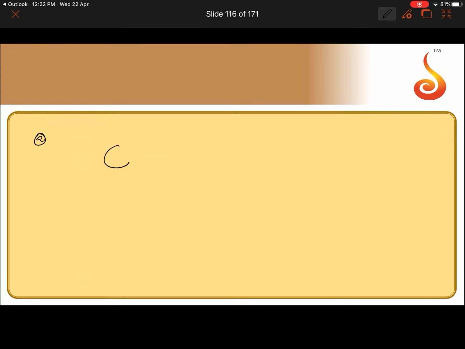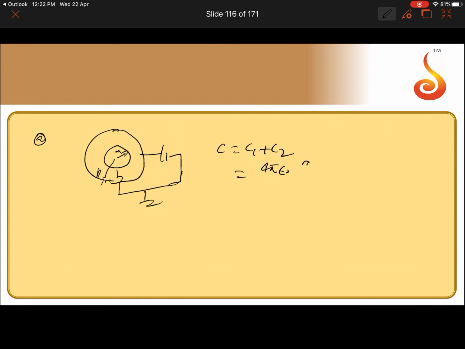So first case is this is A, B, battery, and so this is two capacitors in parallel. C1 is 4 pi epsilon naught AB by B minus A for the two plates, and then it is for the isolated outer plate. So this will be 4 pi.